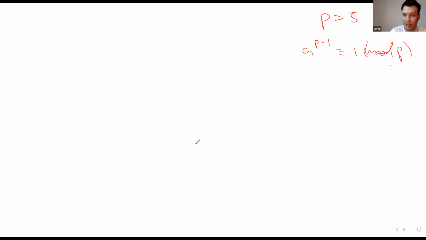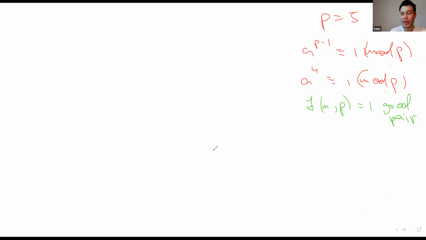This would basically tell me that a to the power 4 is going to be congruent with 1 mod p, if a and p are a good pair. So if gcd(a, p) equals 1, that's a good pair. What is a good pair for 5? You can pick, for example, 3. So let's try and show that 3 to the power 4 is going to be congruent with 1 mod 5.